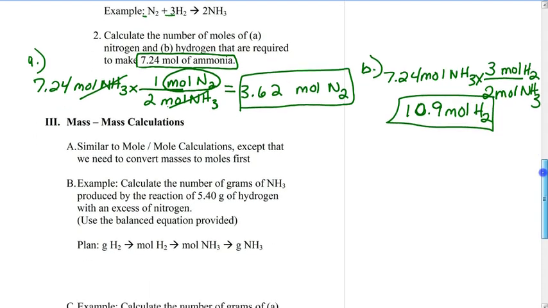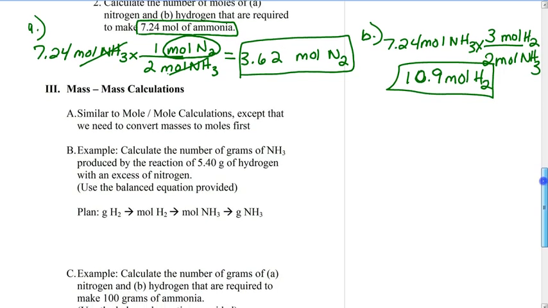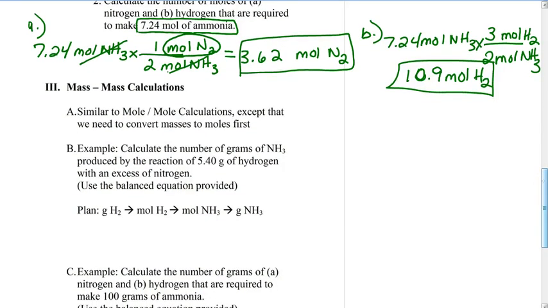So that is your simplest conversion to go from moles of one thing to moles of another. Again, thinking about our recipe, how much do we need of each thing? Moving on now to mass.